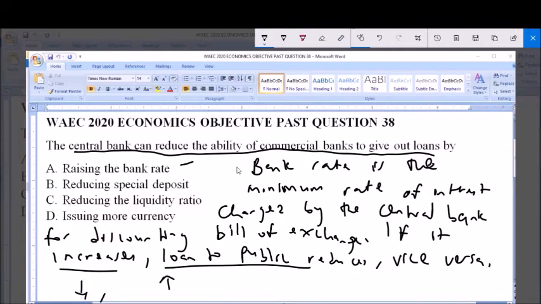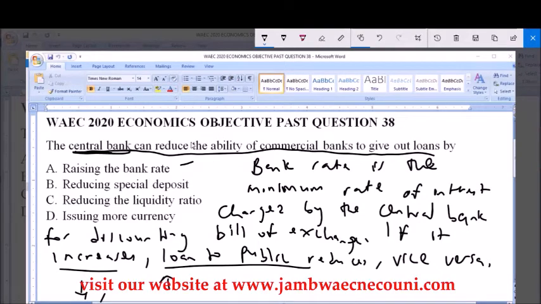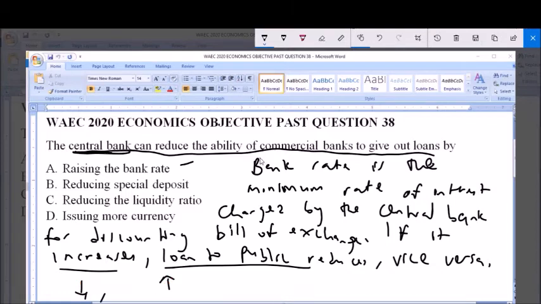So the central bank, whenever they want to reduce the ability of commercial banks to give out loans, one of the measures they take among the options given to us is to raise or increase the bank rate. And as we have rightly established, it reduces loan to the public. So option A, raising the bank rate, is the correct answer to this question. The remaining three options are not linked to reducing the ability of commercial banks to give out loans.